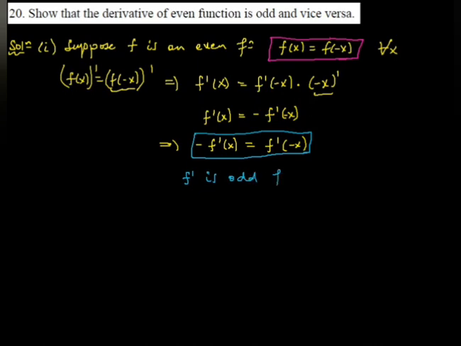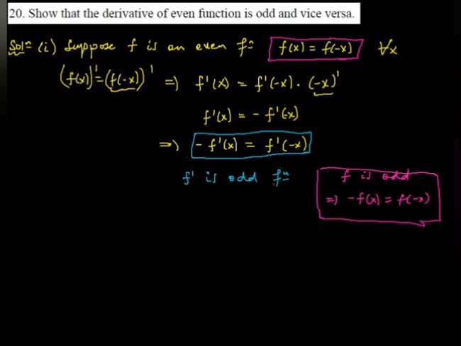F is odd if it satisfies the condition minus of f of x is equal to f of minus x. So f prime satisfies the odd function condition. So from this we can see that if f is an even function, its derivative is odd.